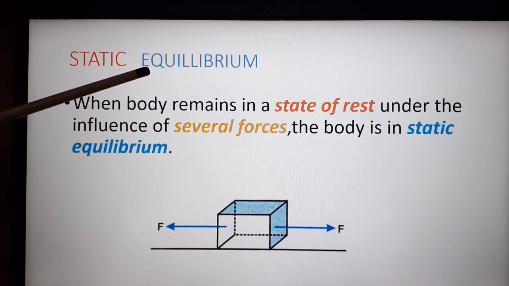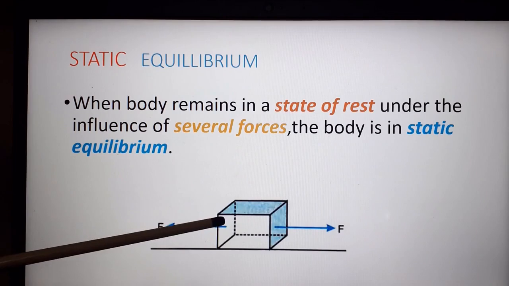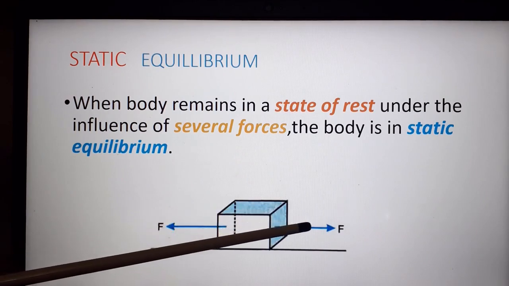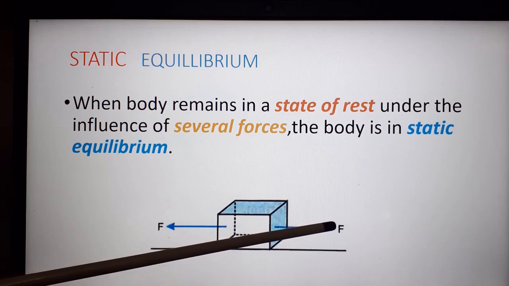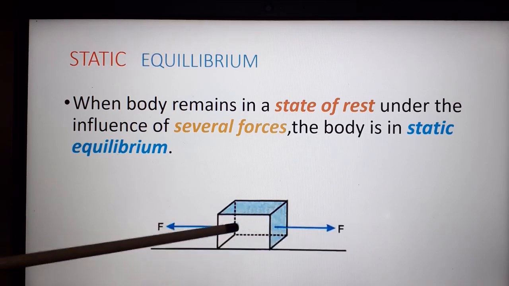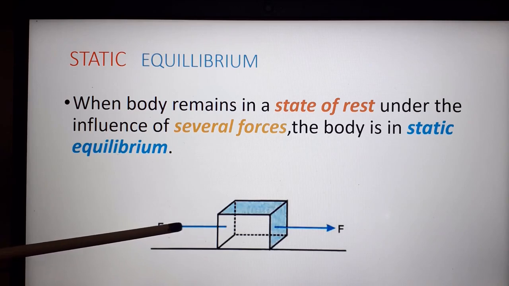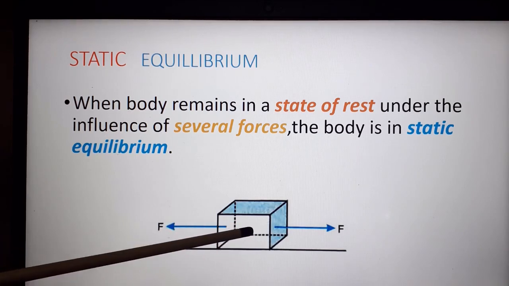Let's study static equilibrium in detail. For that we will take this example. Consider this block. We are pulling this block towards right with force 5 Newton, and we are pulling towards left as well with same force 5 Newton. What will be the observation?